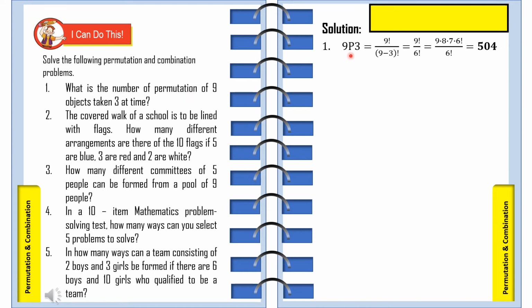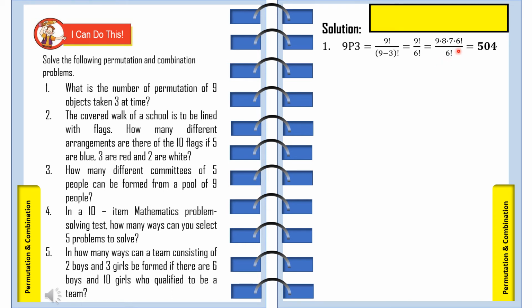So 9 taken 3. Under permutation, this would be our solution. You have 9 factorial all over 9 minus 3 factorial. So this is equivalent to 9 factorial over 6 factorial. So you have 9 times 8 times 7 times 6 factorial all over 6 factorial.